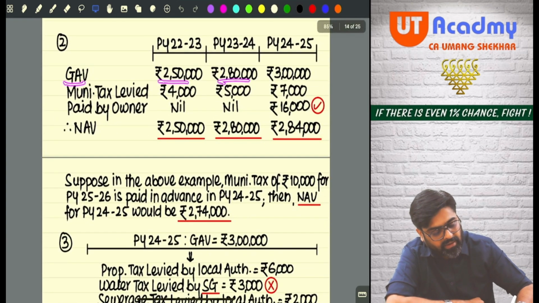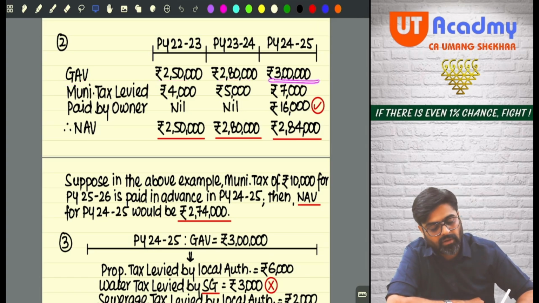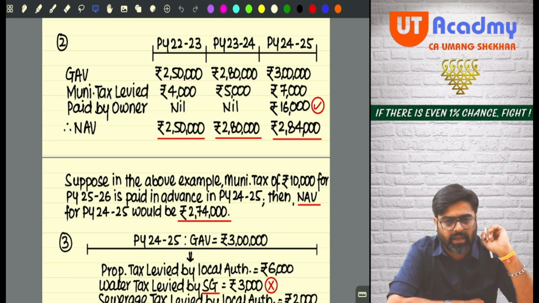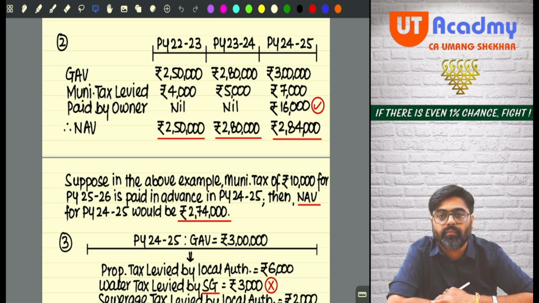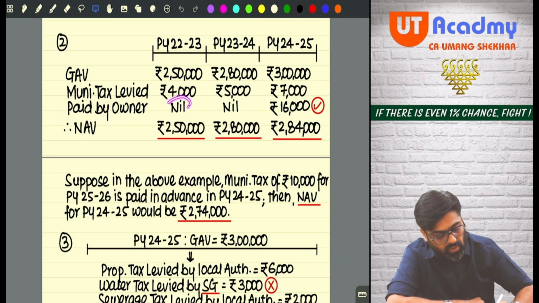Now pay attention. Another example. GAV for different years is given. For our previous year, it is 3 lakhs. For the last previous year, it was 2,80,000. For the year before that, it was 2,50,000. Every year, GAV was calculated. And every year, municipal taxes levied were 4,000, 5,000 and 7,000. But in the last 2 years, whatever municipal taxes were levied were not paid at all.